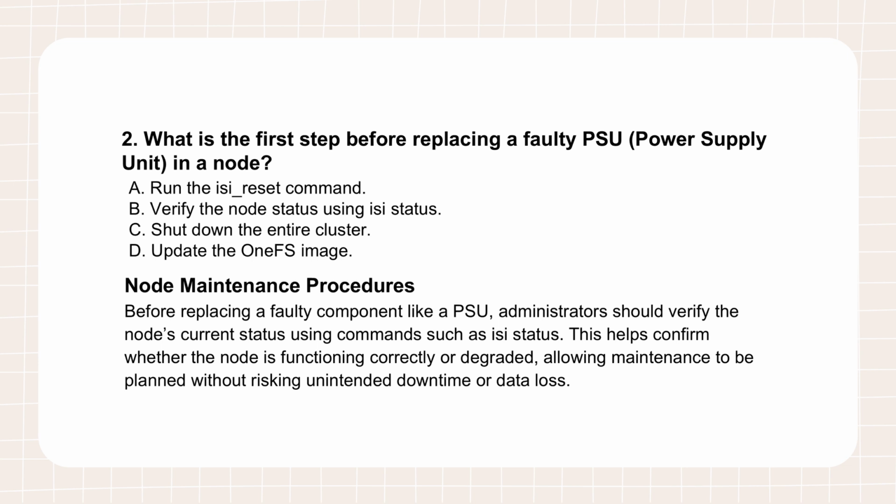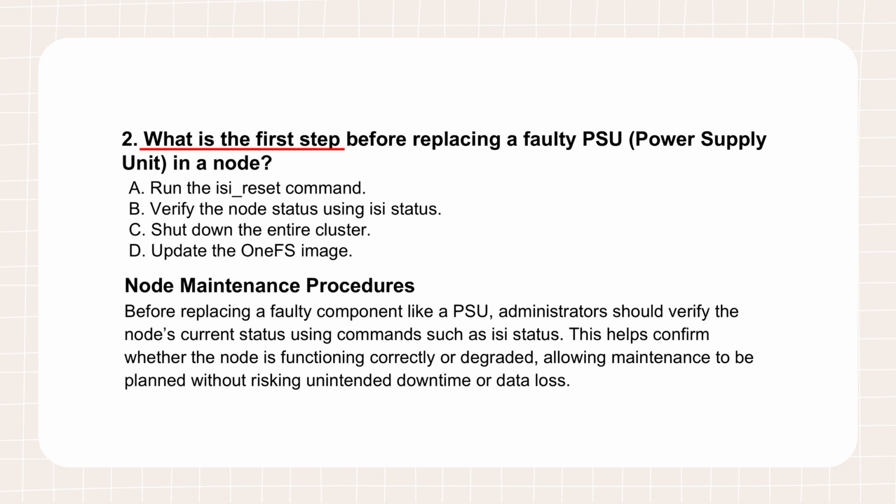Okay, speaking of being proactive, let's talk about the physical side, the hardware. What happens when that dashboard flags a problem with a critical component? Let's say a power supply unit, a PSU, in one of the nodes. Before you even touch that hardware, what's the absolutely non-negotiable first step?